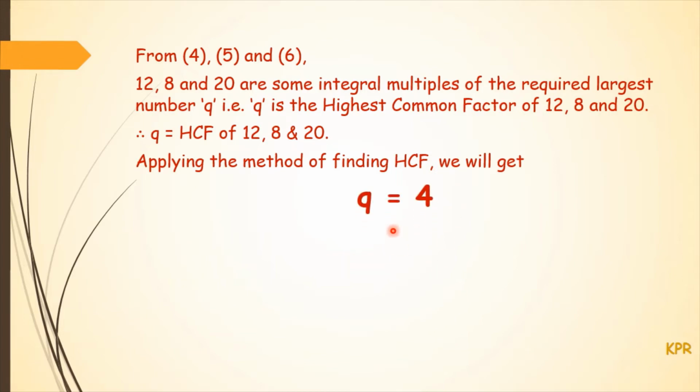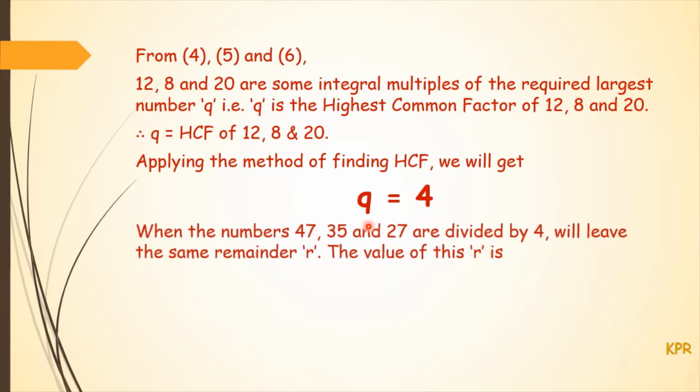And when we divide the given numbers 47, 35 and 27, each number by 4, we will get the common remainder R, and that remainder R is 3. You can actually divide and check the value of R. You will get 3.